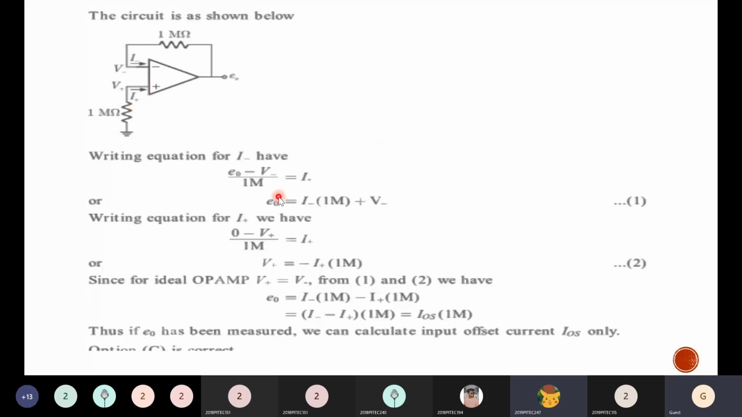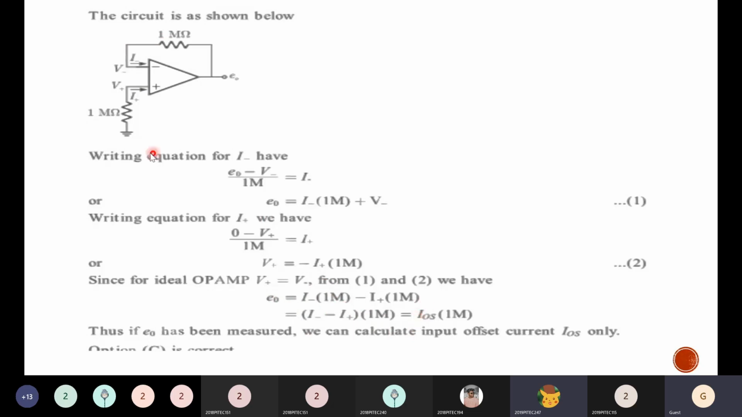Equate both, since for an ideal op amp, V minus is equal to V plus. You will get an expression: E naught is equal to I minus into 1 mega ohm minus I plus into 1 mega ohm. So it is (I minus minus I plus) into 1 mega ohm, right? The difference between the bias currents is nothing but the offset current. So I minus minus I plus can be written as the offset current IOS. So IOS into 1 mega ohm.